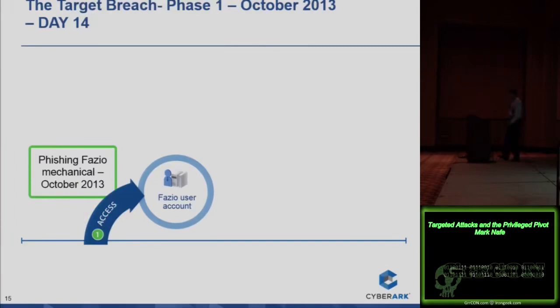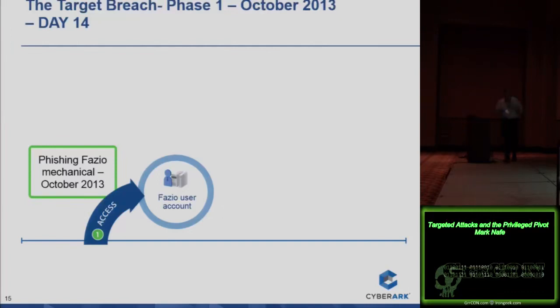Everybody know who Fazio is? You guys probably studied this. You've read up on it. Fazio is an air conditioning, heating, cooling company. And what they do is they run all the Target stores, and they do it remotely. So they need to VPN in, and they need to use remote sessions into the main corporate Target site in order to do a lot of the information.